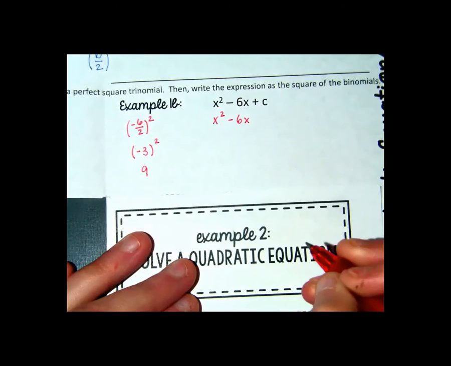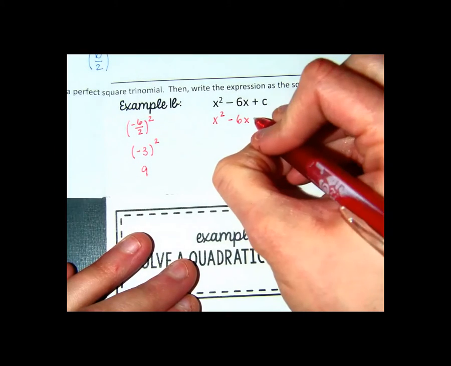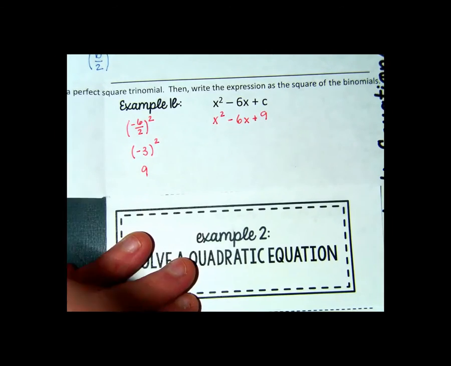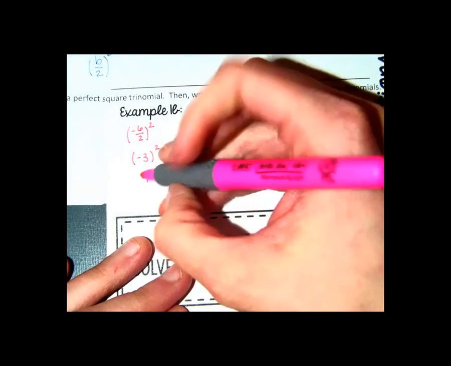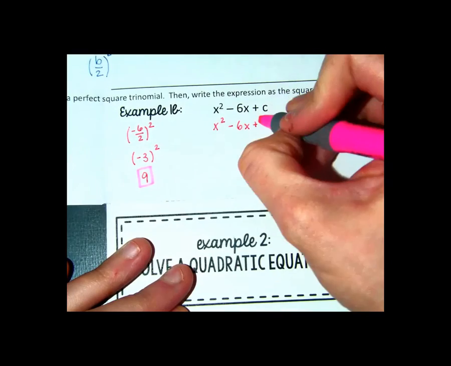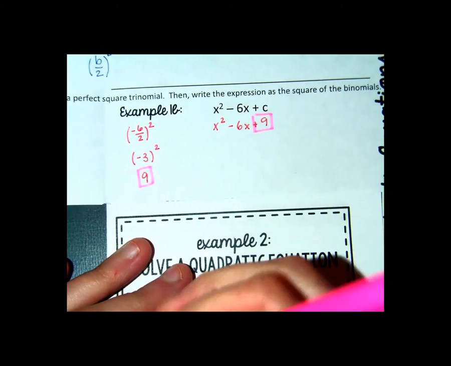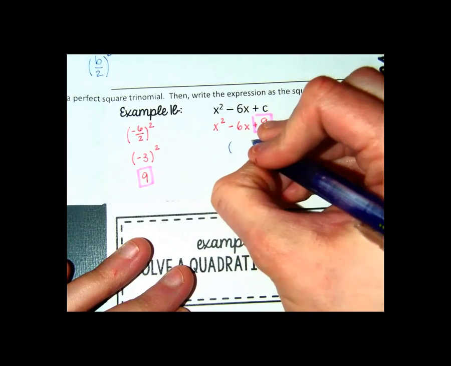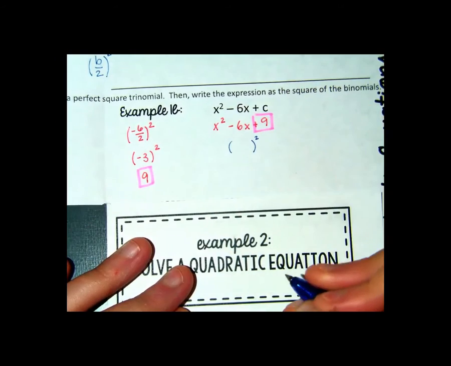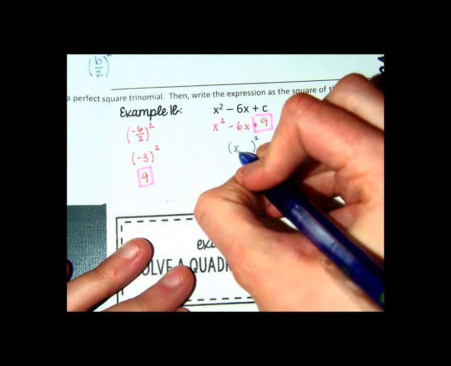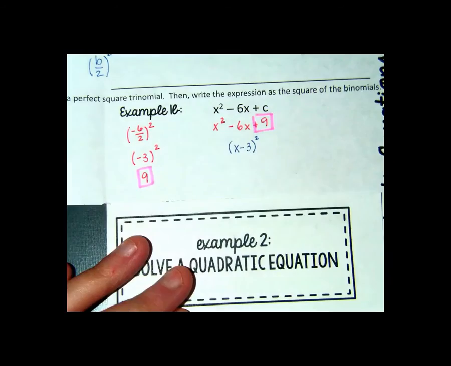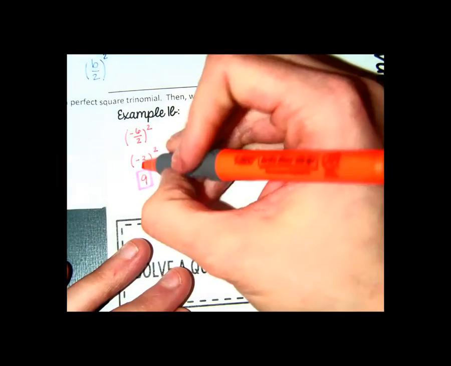x squared minus 6x, then what do I put? Plus 9. Remember, that's coming from here. Now, how do I write it as a perfect square binomial? X minus 3, which is why I need you to not do it in your head because you need this middle step right here.